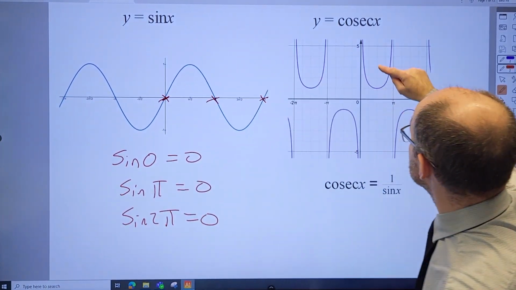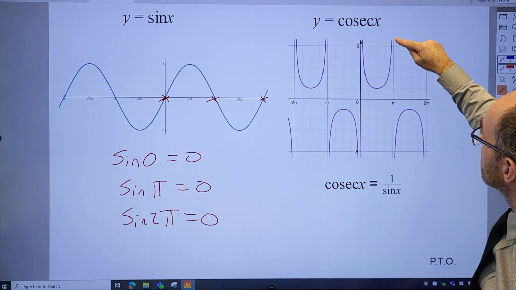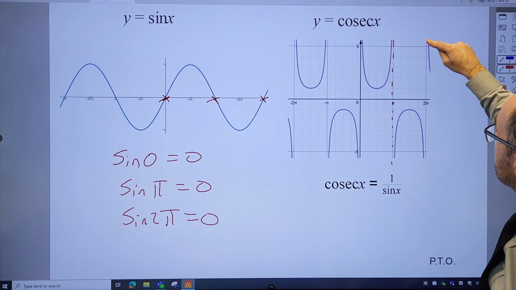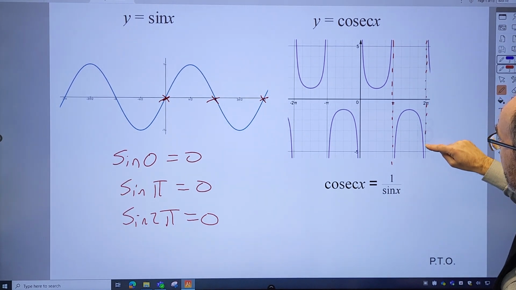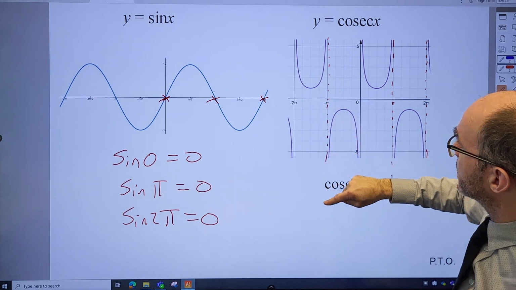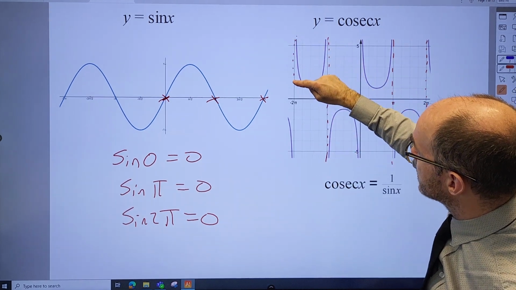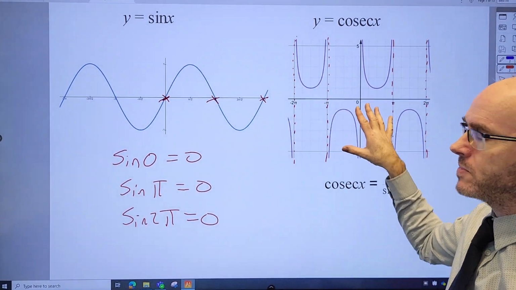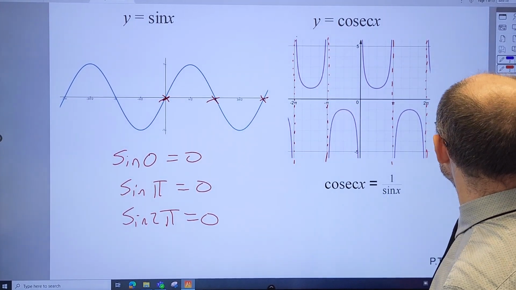You've got an asymptote here on the y-axis. You've got another asymptote here, where x equals pi, and another asymptote here. And that will be the same on this side as well. So basically, every multiple of pi, you'll have an asymptote. That explains why the graph looks like this interesting shape. So that's that part.